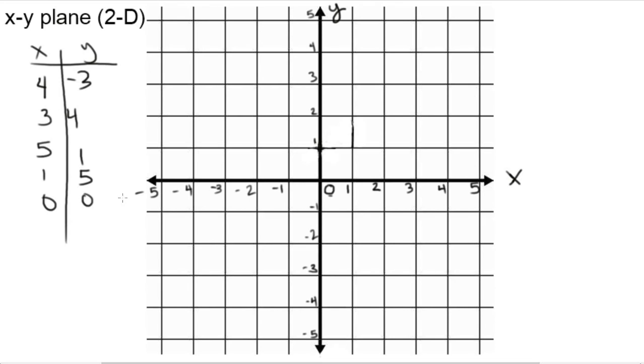I have the point 4, negative 3, so I'm looking at my x going to the right 4, down negative 3. That's where it coordinates. Then 3 here, up 4, 5, 1 here, x of 1, y of 5 here, and 0, 0. So that's an introduction to ordered pairs and one-to-one functions. We build from there. This is a foundation of graphs of lines and all kinds of other figures.